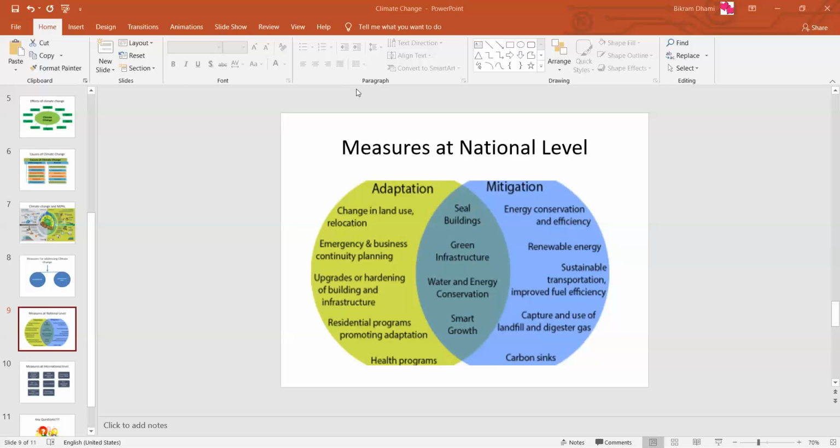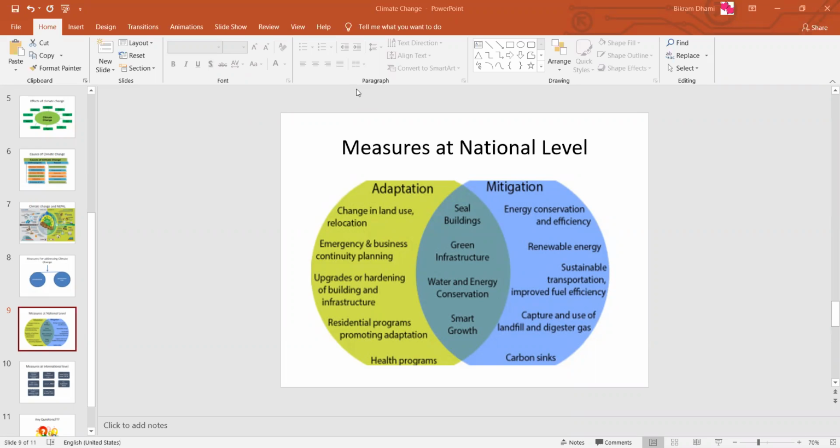Next one is upgrades or hardening of buildings and infrastructures. What it means is that we are sure that natural disasters are going to hit. So why not build stronger infrastructures or stronger buildings, because we are going to face it naturally. For example, if a flood is sure to occur in a river, then we could build a stronger bridge because we can't stop the flood from coming, but we can build a stronger bridge to cope with that. Next one is residential programs promoting events.